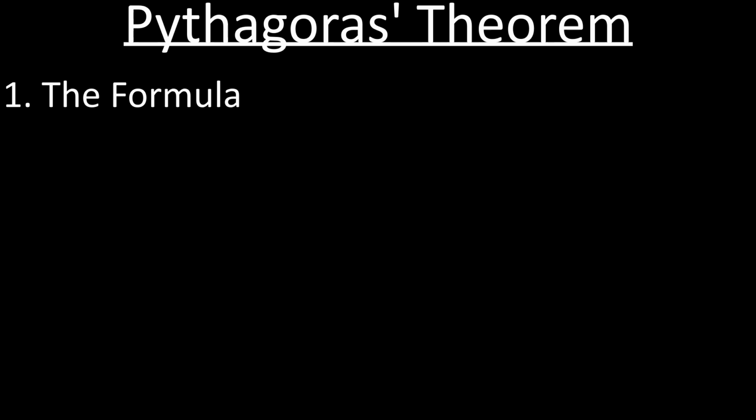Number one, you got to remember the formula, and that's simple. a squared plus b squared is equal to c squared. If you can't remember that, remember a plus b equals c, square everything.